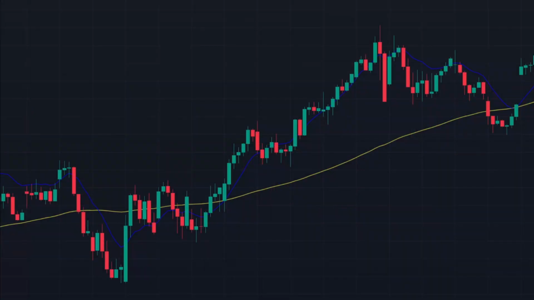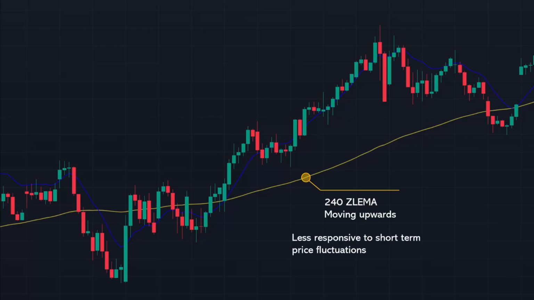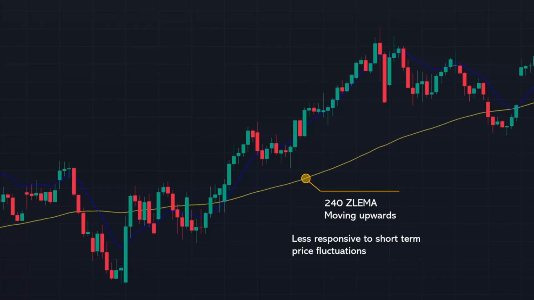For a long trade, first the 240-period line should be moving upwards. This indicates an overall market uptrend. Longer period moving averages are less responsive to short-term price fluctuations and are slower to react to the changes in the market. The next check is with the 21-period moving average line, and for this, we need to look for a specific pattern.